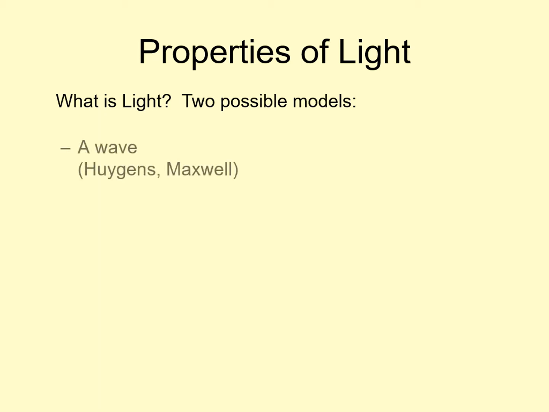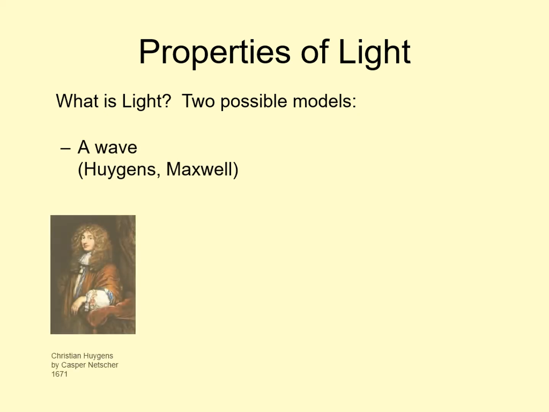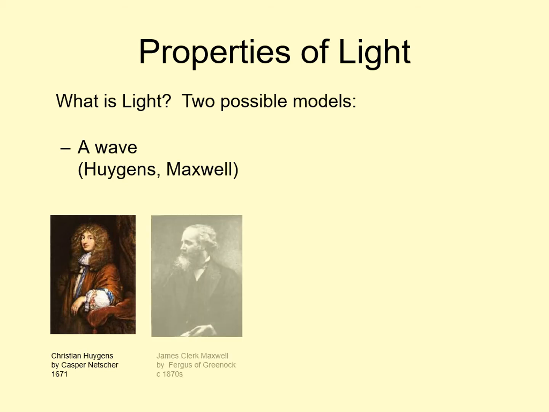One idea is that light is some sort of wave. One of the first people to do serious work on this was Christian Huygens, a contemporary of Isaac Newton. Another big name in understanding light waves was James Clerk Maxwell, one of the smartest physicists of the 19th century. He figured out that you could describe light mathematically from the equations that describe electricity and magnetism.